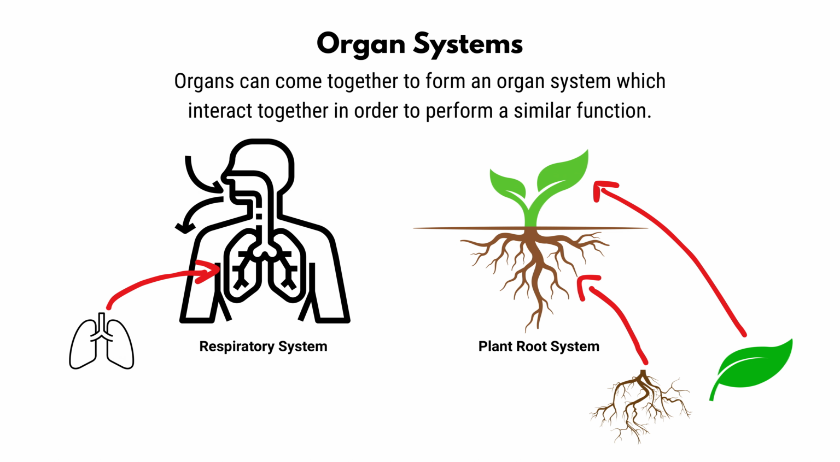One level higher than the organ, we have the organ system. Organ systems are formed when multiple organs work together and interact in order to perform a common goal or a similar function. For example, we have the respiratory system, which is made up of many organs working together. More specifically, we have the nose and the lungs. This helps complete the system and allows the organism to breathe. We also have the plant root system, where the organs of the leaf and the root work together to complete the system.